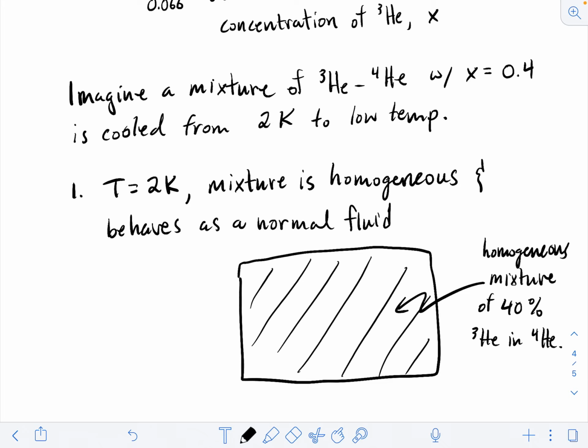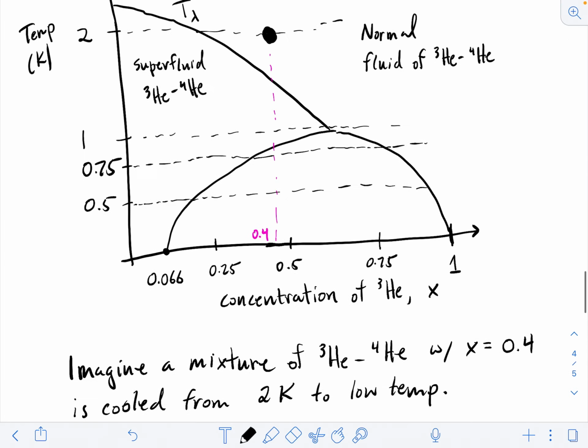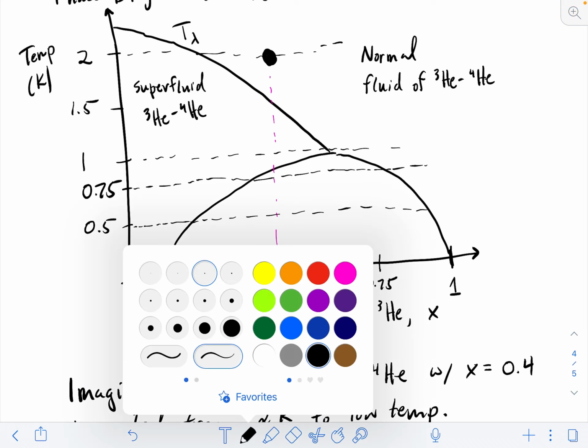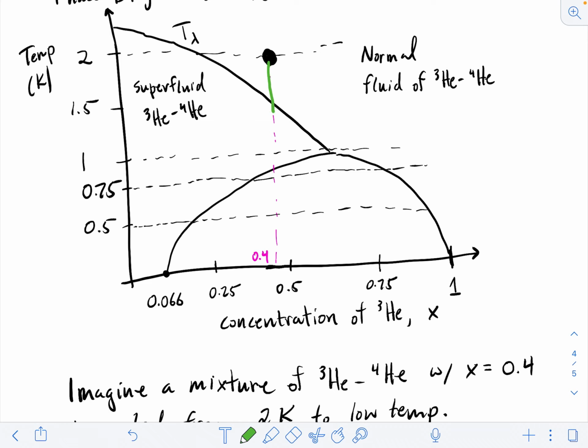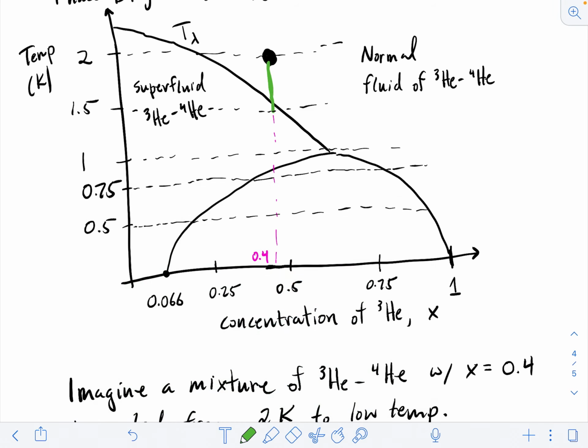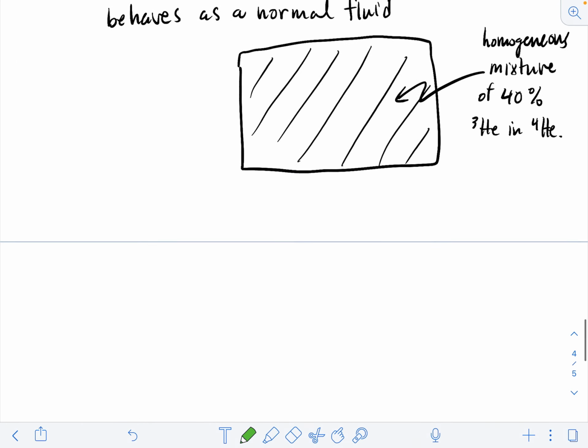So what we're going to do is we're going to cool this down, and let's suppose that we take this down to a temperature of 1.5. So I'm going to add 1.5 Kelvin on here. And we're going to take this and we're going to go down to, where's 1.5? 1.5 is somewhere around here. Okay, so we take our liquid and we start to cool it. So we go from 2 Kelvin to 1.5. And what we do is we cross this T lambda line. And so let's make a couple comments about that too.